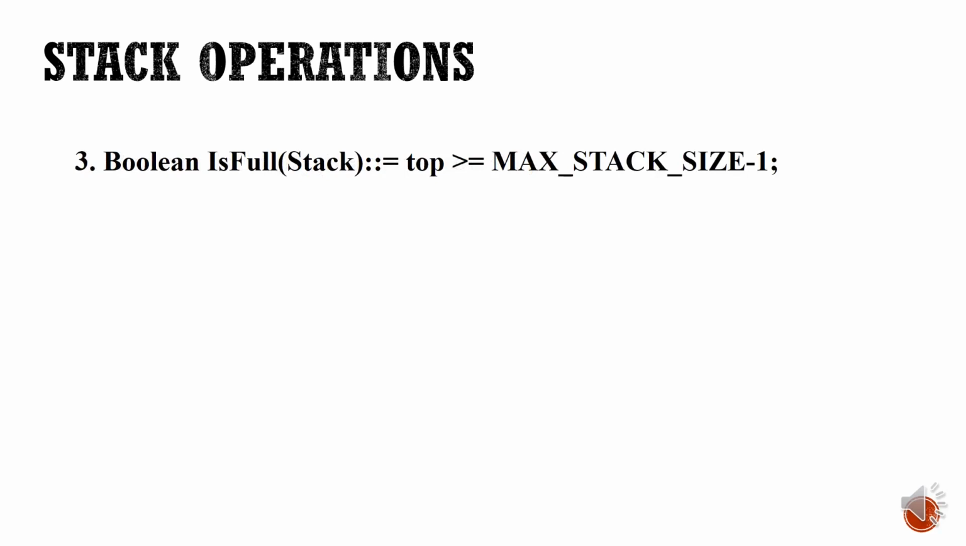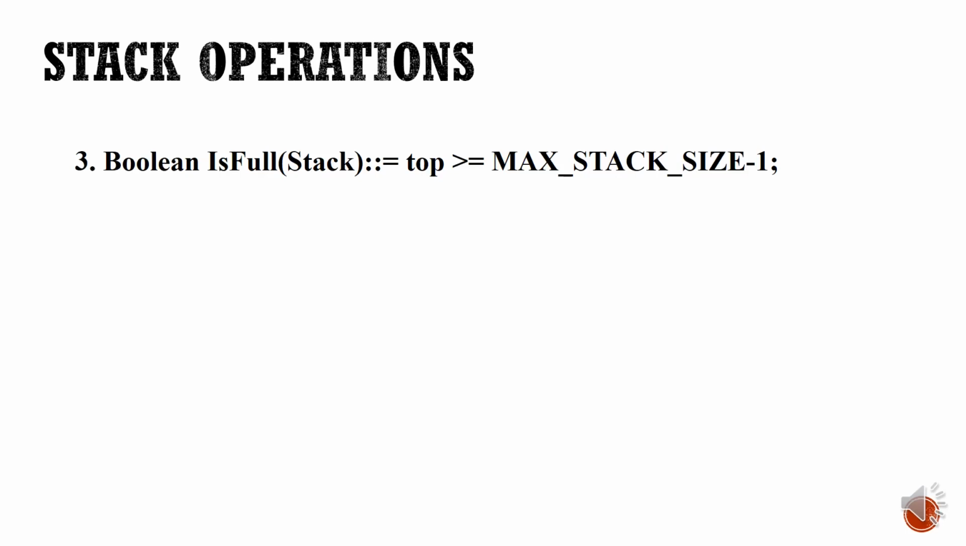Next is full. Again it is a boolean value. What will the boolean values have? Either true or false. Whenever the top value is greater than or equal to max stack size -1. In our previous example we have seen, what have we seen? There are 8 elements we can store over there. Then what was our last index value? It was 7. When 8 elements can be stored, the last index value is 7.